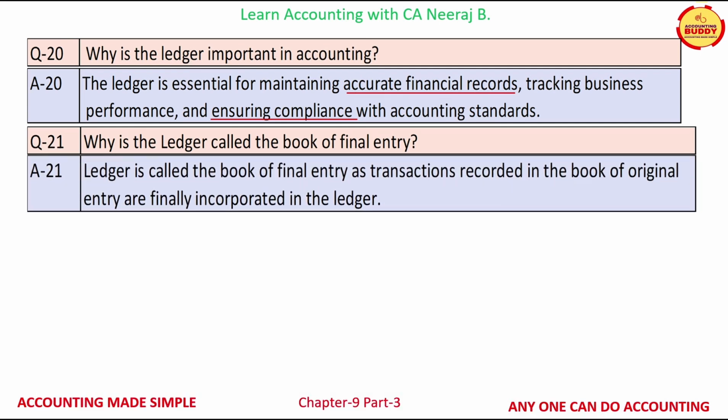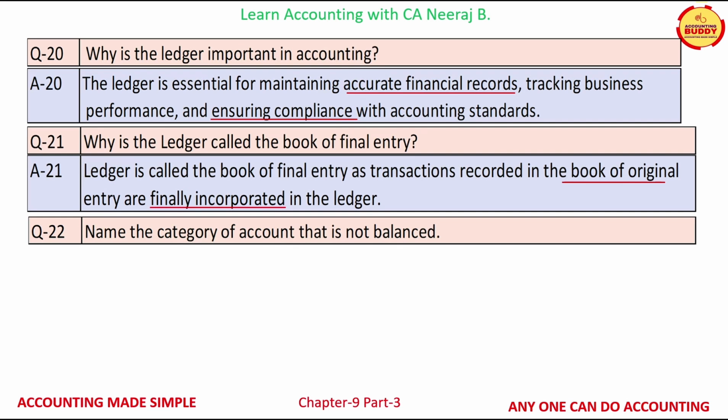Question number 21 is, why is the ledger called the book of final entry? The answer is, ledger is called the book of final entry as the transactions recorded in the book of original entry are finally incorporated in the ledger. Question number 22 is, name the category of account that is not balanced.